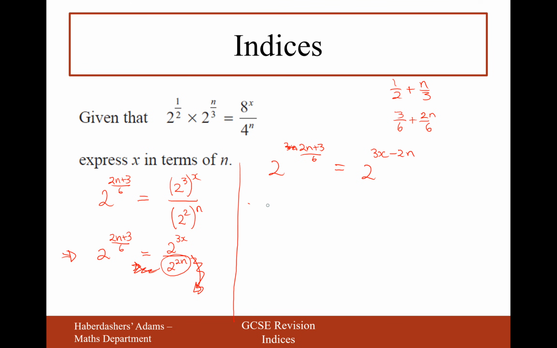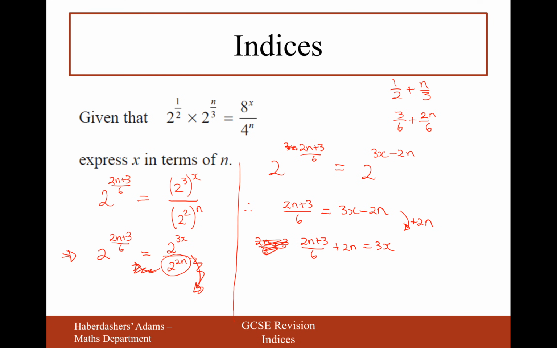So therefore, 2n plus 3 over 6 equals 3x minus 2n. So I'm going to add 2n to both sides to move it to the other side. So I get x in terms of n. So it's going to be (2n plus 3) over 6, add 2n equals 3x.